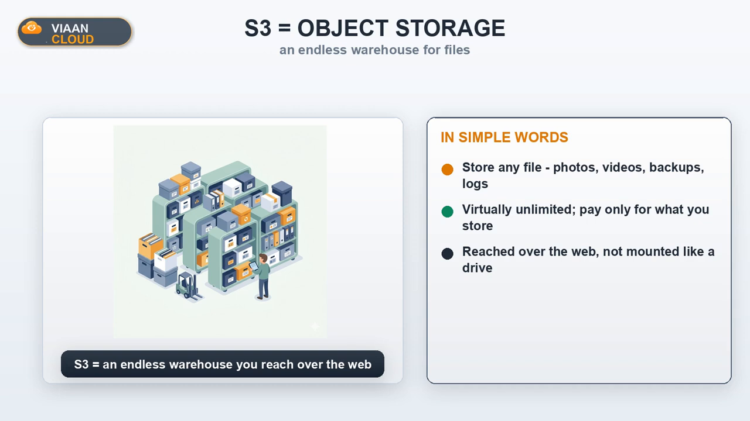Let's start with the star of the show, S3, the simple storage service. It's object storage, basically an endless warehouse for files. You can store anything: photos, videos, backups, log files, entire data lakes, as much as you want, with no capacity to plan, and you pay only for what you actually store, by the gigabyte. The catch that trips everyone up is this: you do not mount S3 like a drive on your computer. There's no C drive, no folder you drag files into. You talk to it over the web, through an API, your app makes a request to upload or download an object.